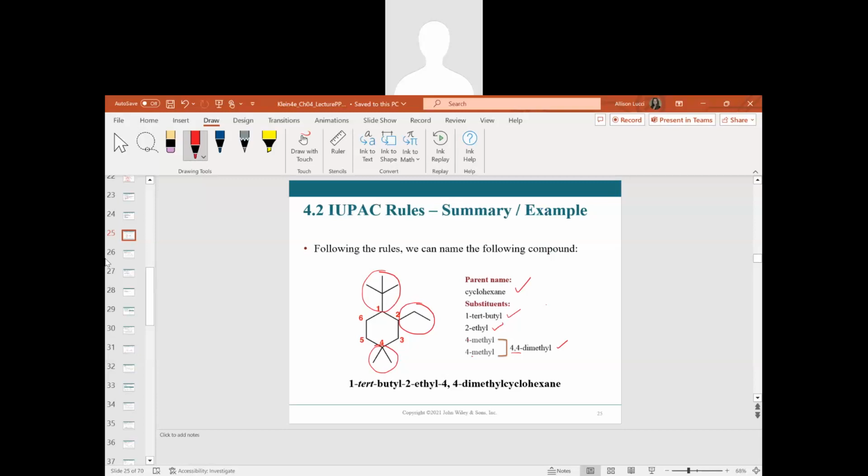So now we're going to alphabetize these. Remember our prefixes di and tri get ignored. Notice with tert-butyl, we also will ignore the tert.